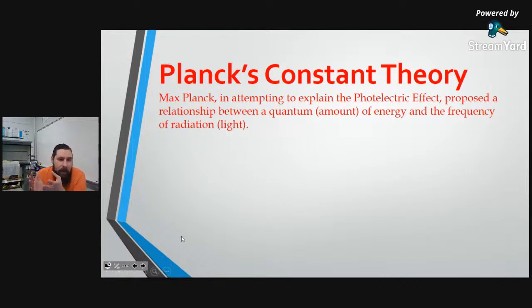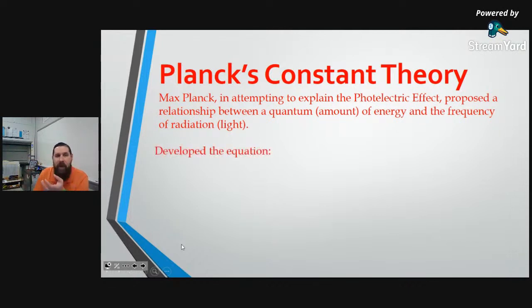And this comes from this guy, Max Planck. He was attempting to explain this thing called the photoelectric effect, where you take a really intense beam of light, shine it on a piece of metal, and you eject electrons from that piece of metal. And what Max Planck realized or proposed is that there is a relationship between the quantum, or the amount of energy, and the frequency of the radiation or light that he was using.